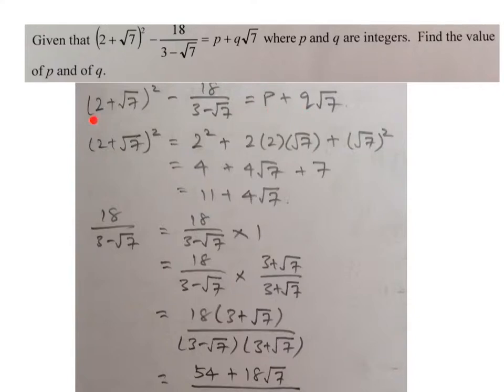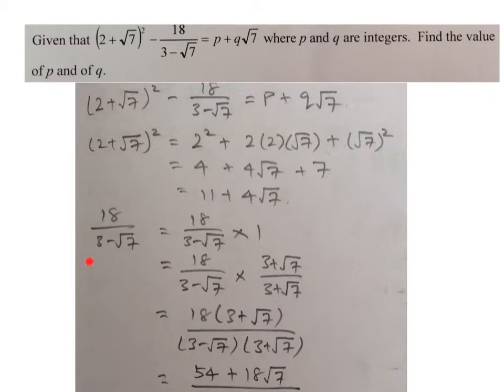So I will start with my left hand side. I will deal with this (2 plus square root 7) squared first. So in this case, I can use my special product. It will be 2 squared plus 2 times 2 square root 7 plus (square root 7) squared. So when I simplify these, I have 11 plus 4 square root 7.